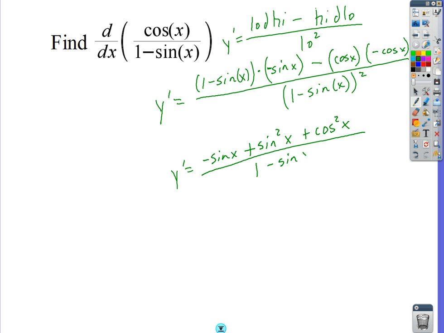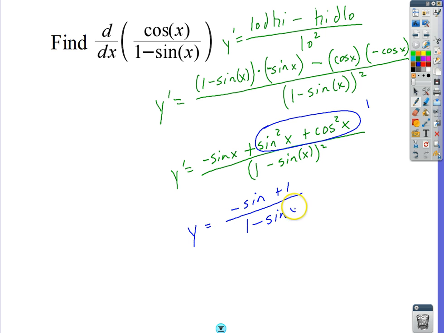And this is where you got to ask yourself, can I simplify any more? And the correct answer is yes, because do you remember this right here? Sine squared plus cosine squared is 1. So when I simplify a little bit more, it is negative sine of x plus 1, all over 1 minus sine x squared.